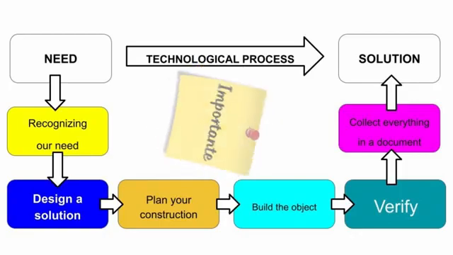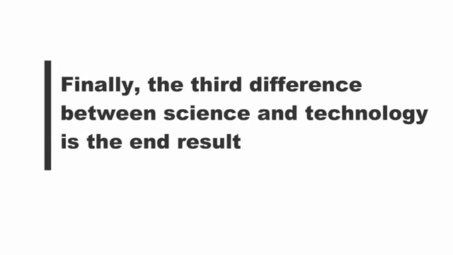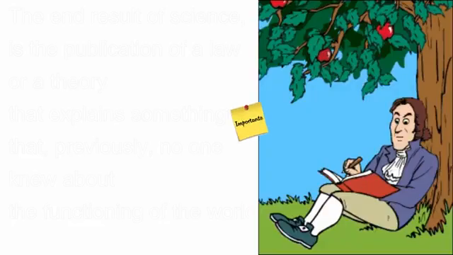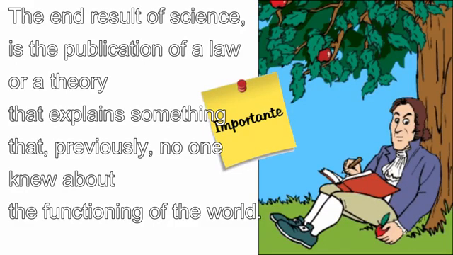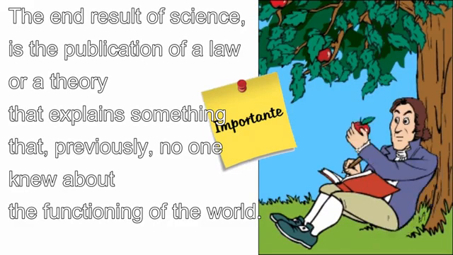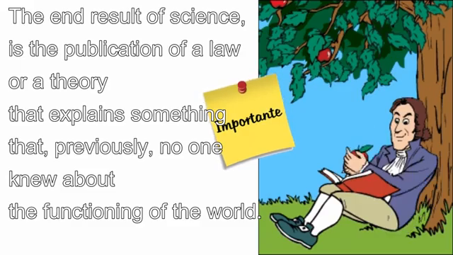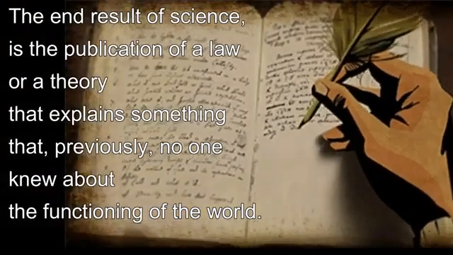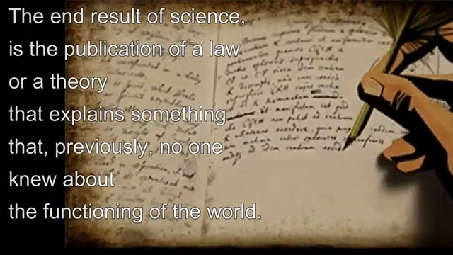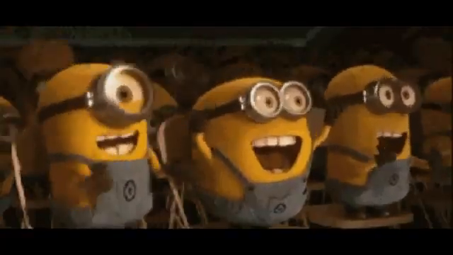And finally, the third difference between science and technology is the end result. The end result of science, or what a scientist tries to achieve, is the publication of a law or a theory in a simple article, an article that explains something that previously no one knew about the functioning of the world, which makes that simple written article something quite important indeed.